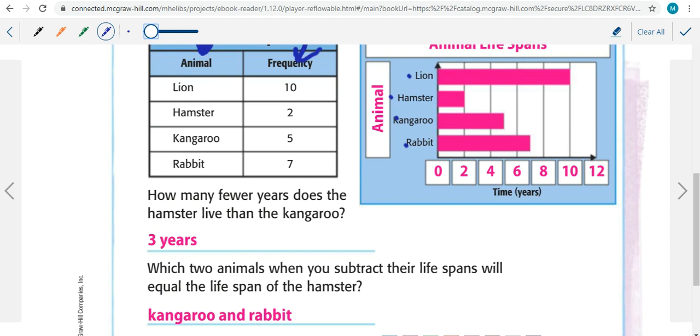How many fewer years does the hamster live than the kangaroo? As you can see, fewer than is also a subtraction. So you're going to subtract the hamster and the kangaroo data. 5 minus 2 equals 3. As I just said, you need to subtract 5 minus 2 to find the answer.